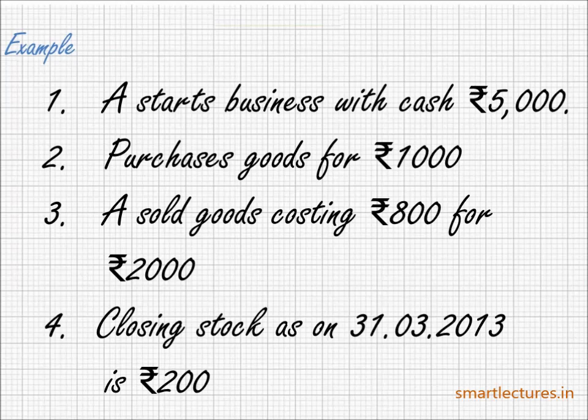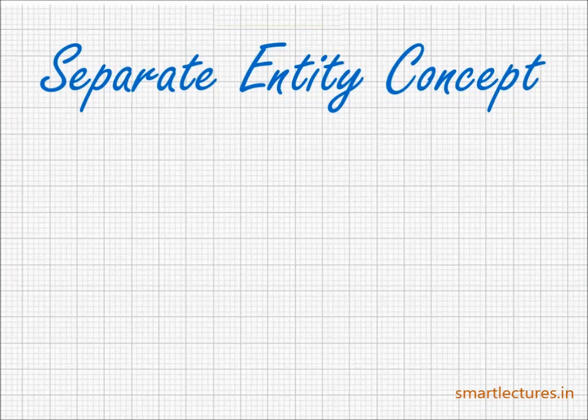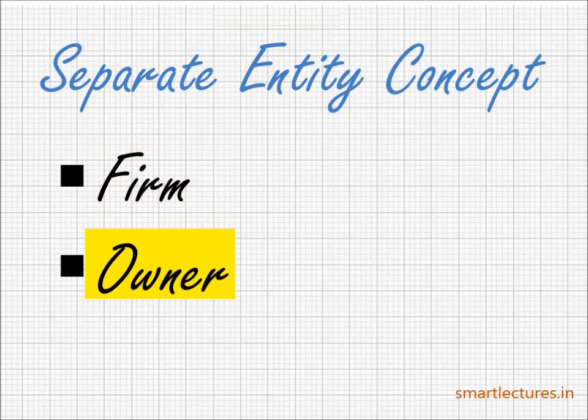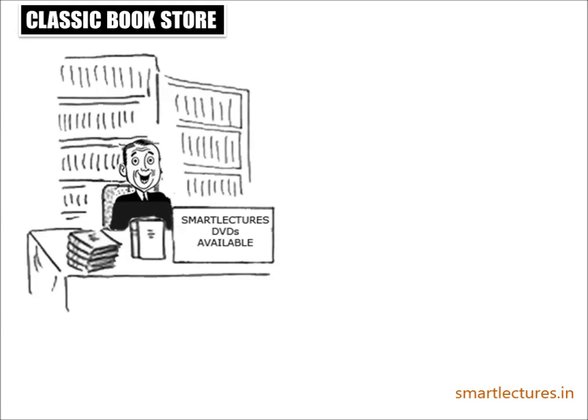Before I start solving this question, I would like to explain to you the separate entity concept. Under this concept of accountancy, the firm and the owner have separate entities. Suppose A starts business with cash. Suppose he decides to run a bookshop. So in this way, A will be a different person and the firm will be a different person. Both have different identities and entities.